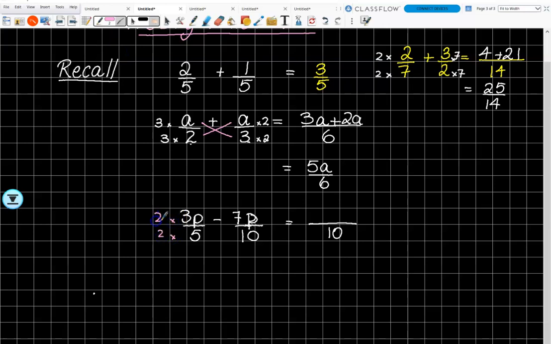What you do to the bottom, you do to the top. So that becomes 6p. What did I times 10 by to get to 10? Technically 1, but I know what you mean when you say nothing. And so that's now just minus 7p. So minus p all over 10. Can't cancel that anymore, we're done.